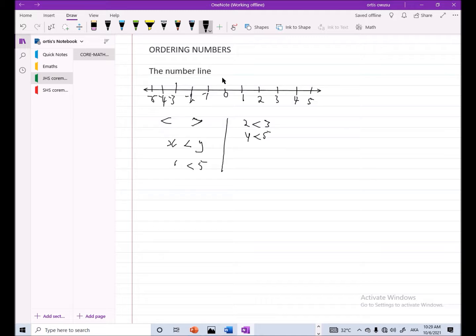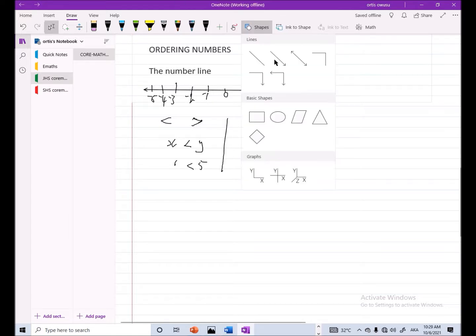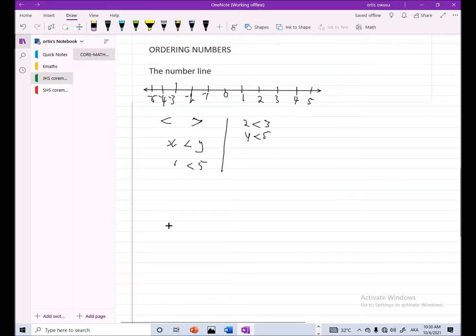Okay, so now let's do something. Let's do a small exercise and see. This is what I want us to look at. All right, so now we know the number line. Now let's see if we can get the range of this number line. Okay, let me bring it here small. Okay, we have this.